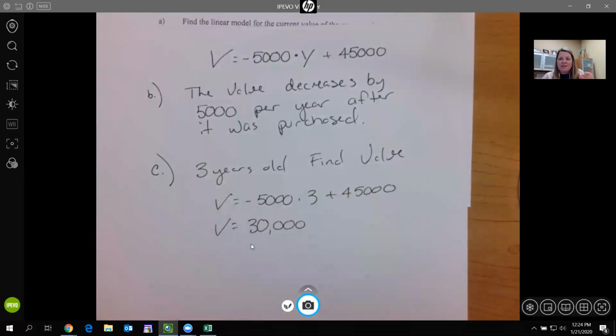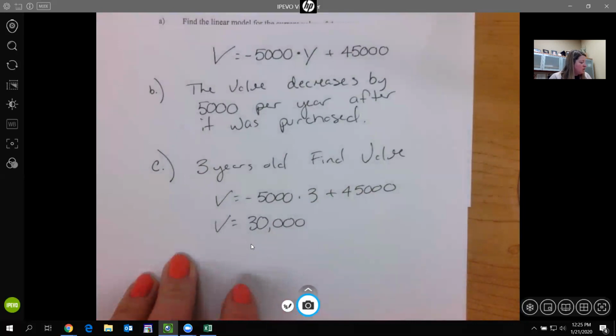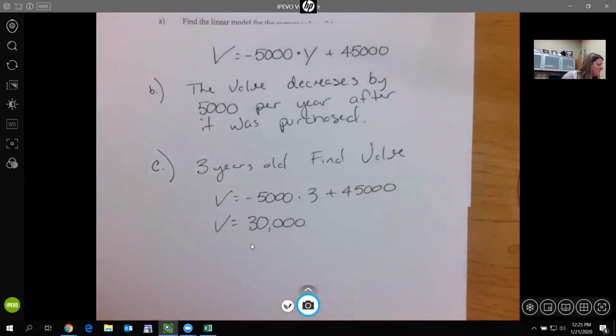So I came up with a linear model. I answered some questions about the slope. Remember, the y-intercept is like your starting amount, and the slope is going to be your rate. And then you could use your formula if needed.